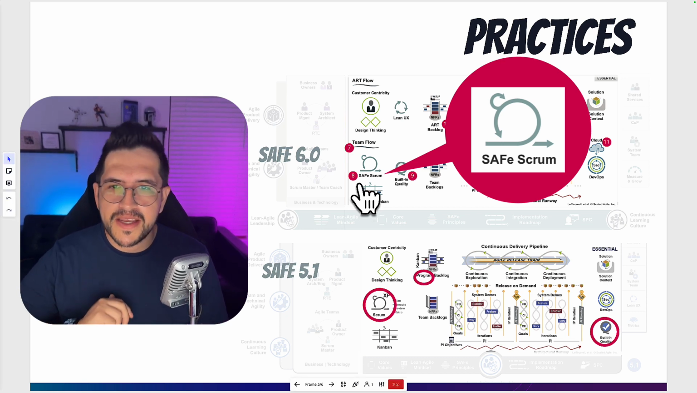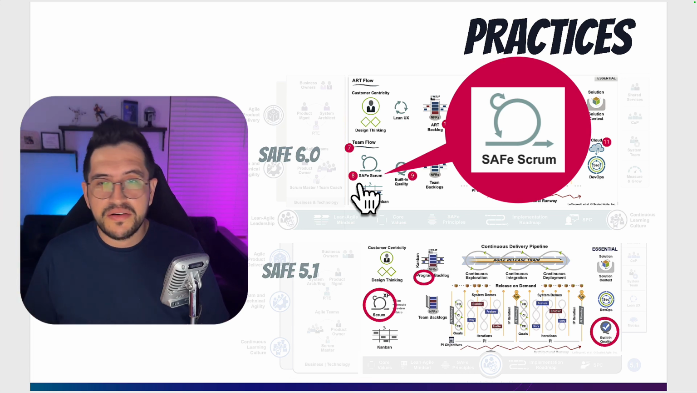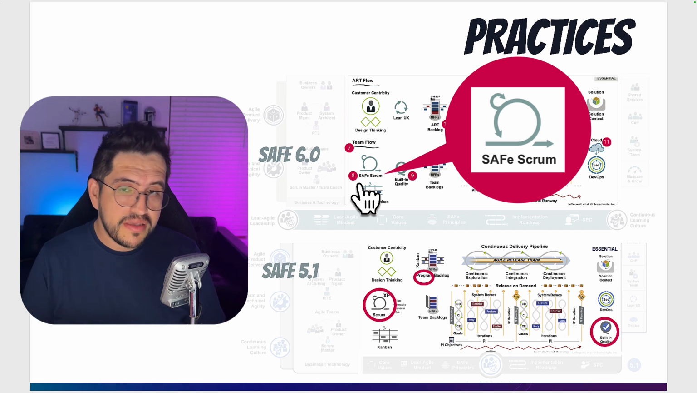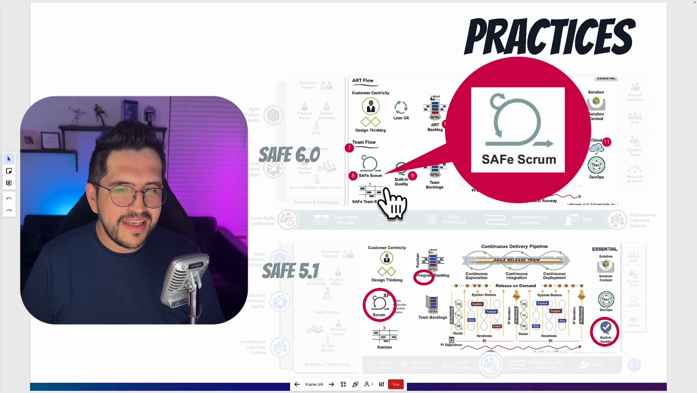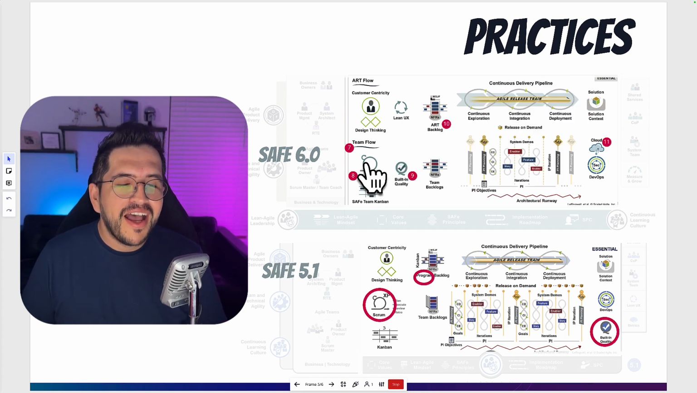Like instead of saying sprint planning, here it is iteration planning. And instead of saying sprints, we are saying iteration, right? So just using more generic words. I think it's just to avoid lawsuits or something like that.